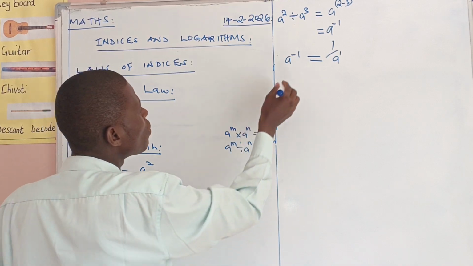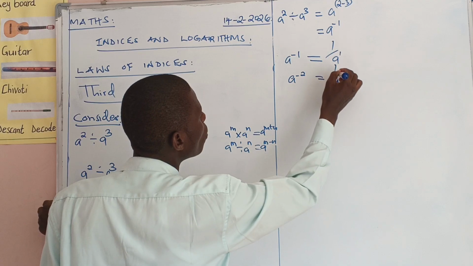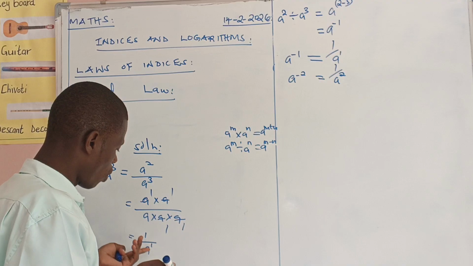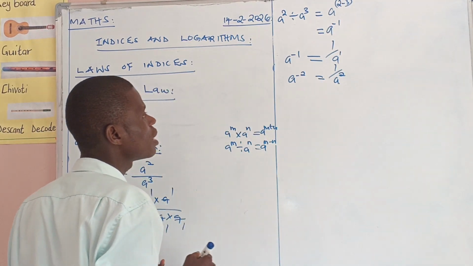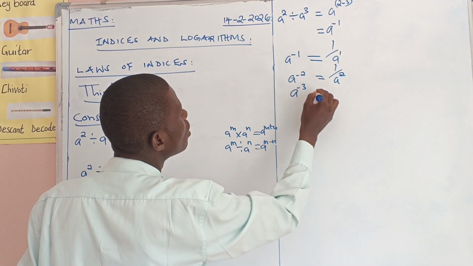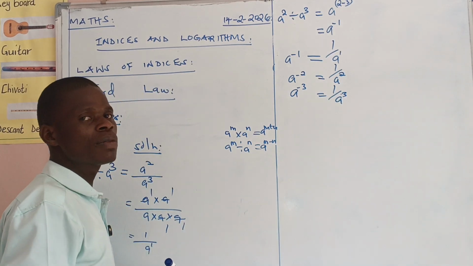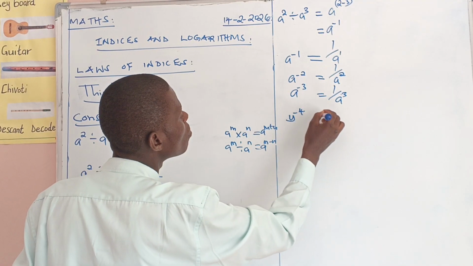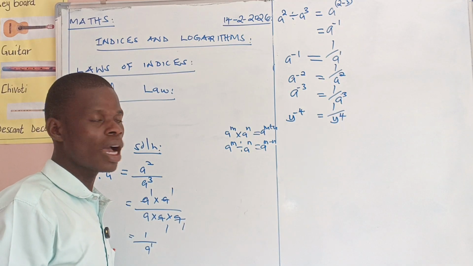Good. Meaning that if I have A raised to power negative 2, this will be the same as 1 over A raised to power 2. Just using the same concept. 1 is here, 1 is here. But this side is negative, so these 2 must be negative the other side. And if I have A raised to power negative 3, this is the same as 1 over A raised to power 3. As simple as that. So if I have Y raised to power negative 4, this is the same as 1 over Y raised to power 4. As simple as that.